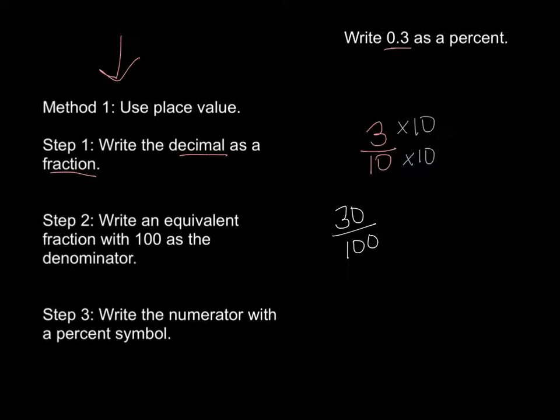Last step. Write the numerator with the percent symbol. Remember when we talked about last lesson that really a percent is 30 per 100. So if I go from 30 per 100, I can just simply write that as 30%. And I'm done. This one is just see if you can get the denominator to equal 100. Is it always going to be able to equal 100? No, that's why we have the second method next. But if you can do it easily, then that would be the fastest route to take.